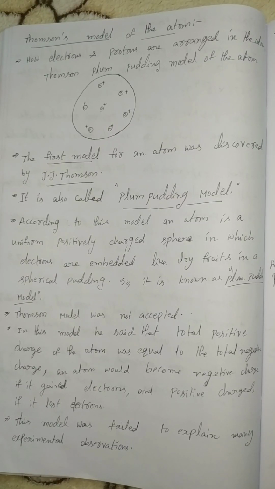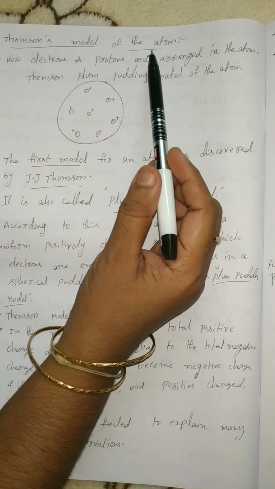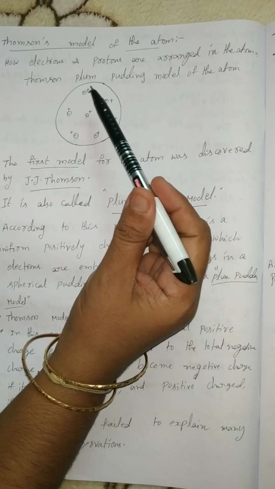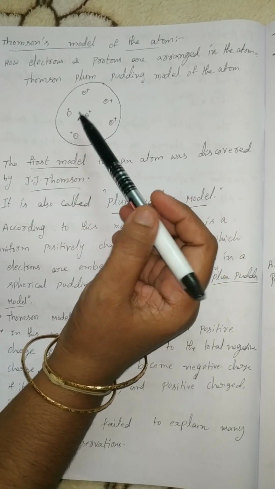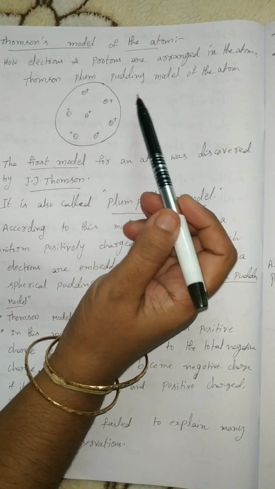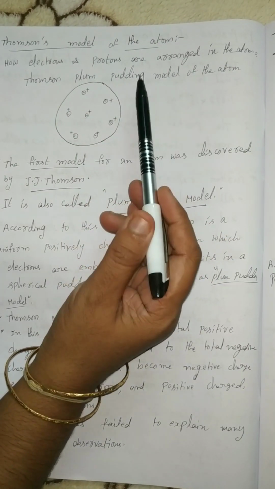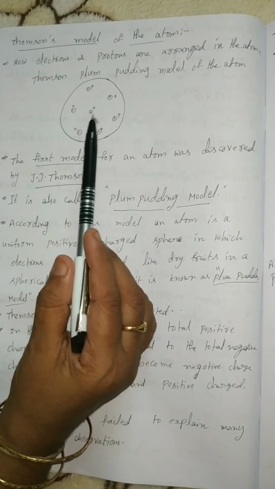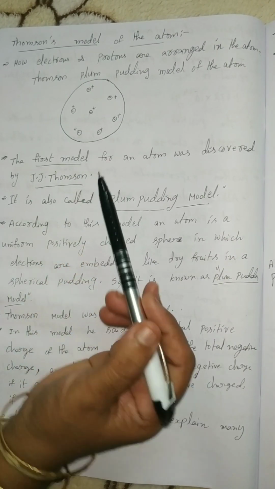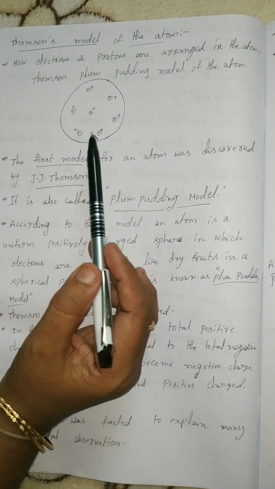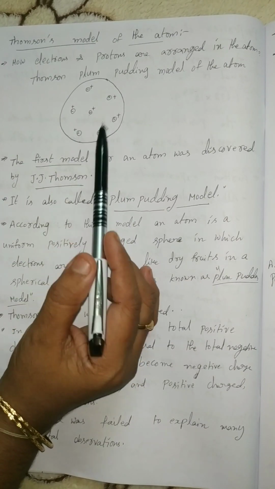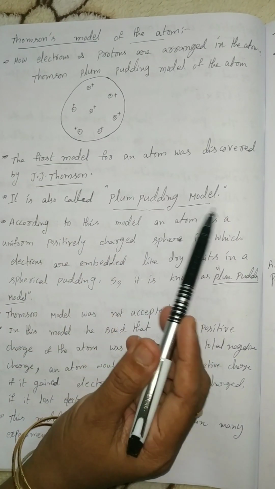Today I am teaching about chemistry, atomic structure. Thomson's model of the atom. This is the model of the Thomson's atomic model. It is also called plum pudding model. How electrons and protons are arranged in the atom. This is the first model of J.J. Thomson. He discovered how the electrons and protons are arranged. So it is called plum pudding model.